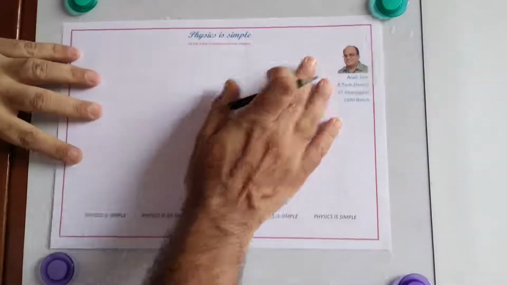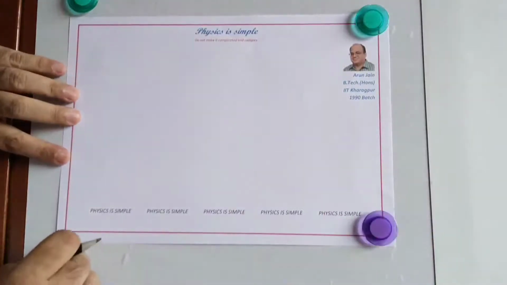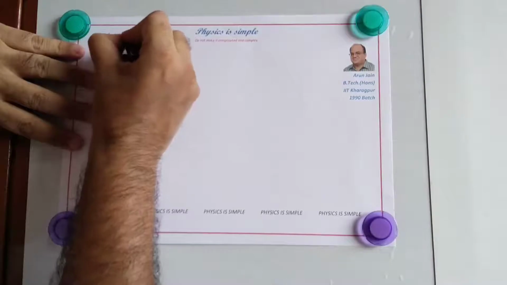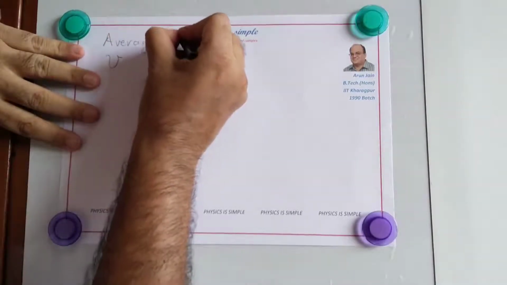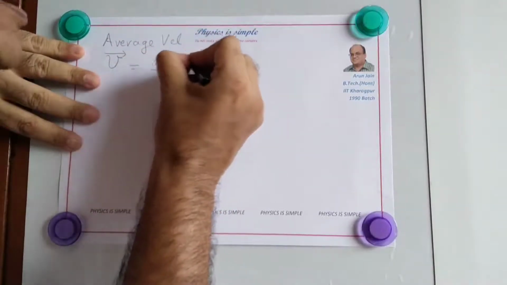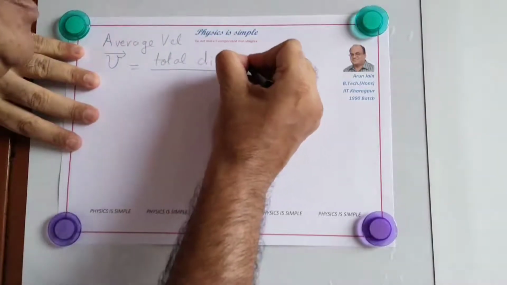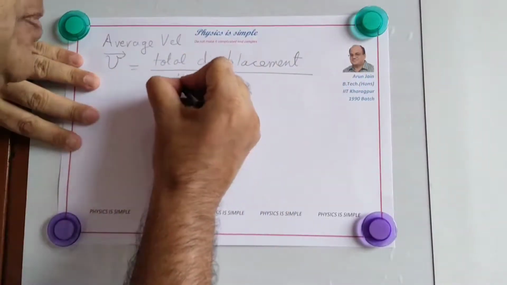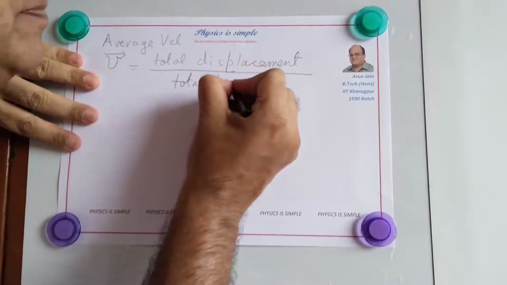Now we need to understand average velocity. What is average velocity? Is average velocity the average of velocities? Average velocity is defined as total displacement by total time. So this is the definition of average velocity, total displacement by total time.